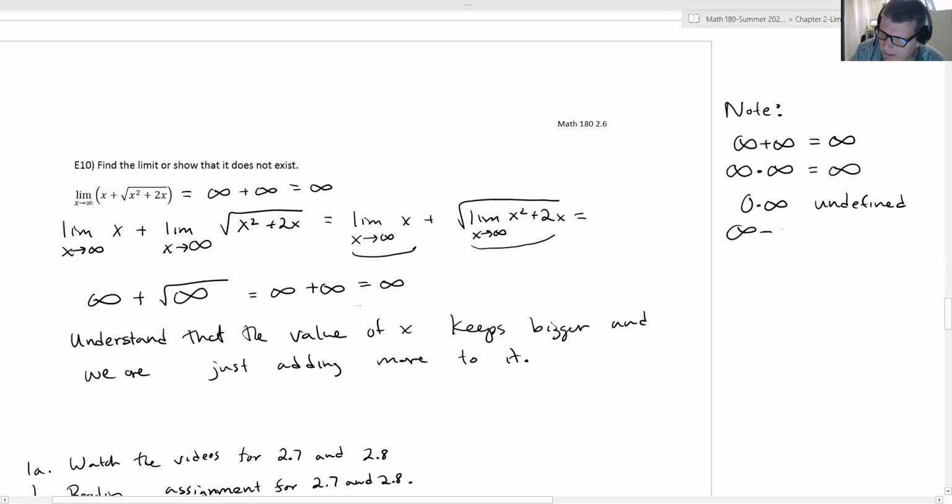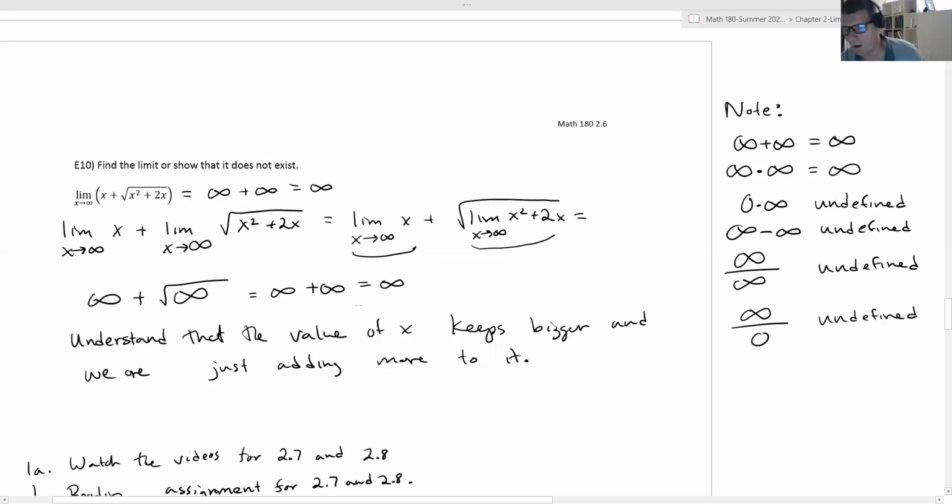Infinity minus infinity is also undefined. We don't know what that means. Infinity divided by infinity, also undefined. So we've got to do something with that. Infinity divided by 0, also undefined. We're going to see these a lot more when we do something called L'Hopital's. Danny was talking about that earlier. But just for our purposes right now, if you add two infinities together, you're going to get infinity.